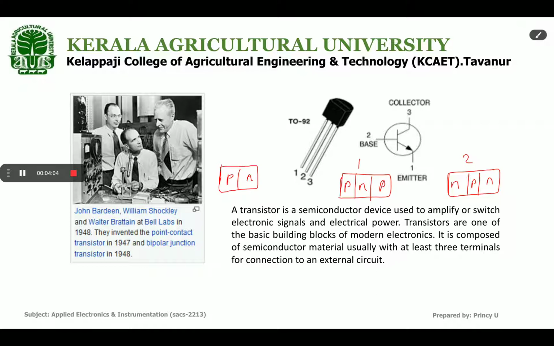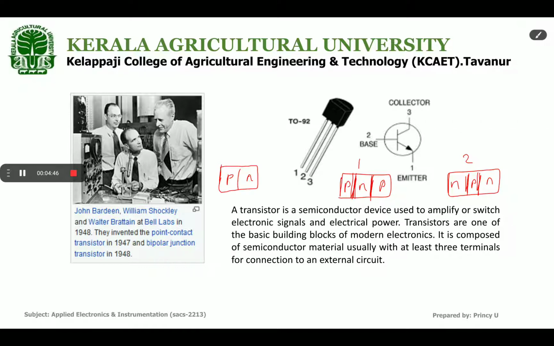When a third doped element is added to a crystal diode in such a way that 2 PN junctions are formed, you can see one PN junction here and another PN junction here. The resulting device is known as a transistor. The transistor is capable of amplifying a weak signal, and due to its many advantages over vacuum tubes, vacuum tubes were replaced by the transistor.